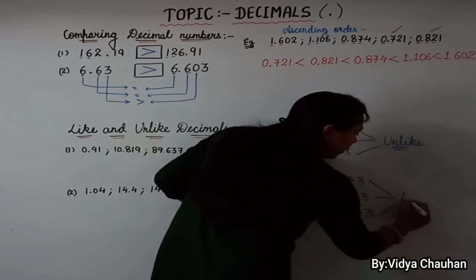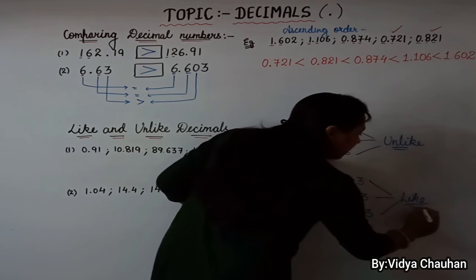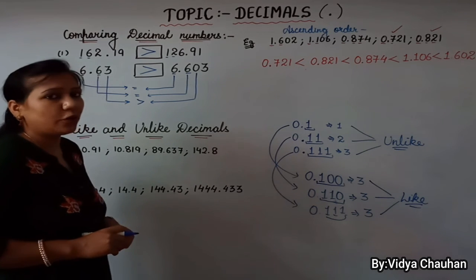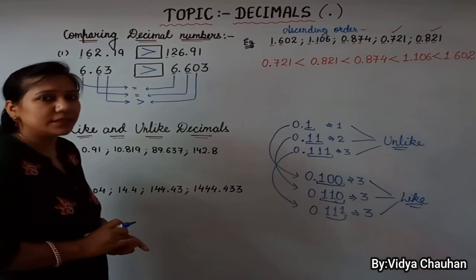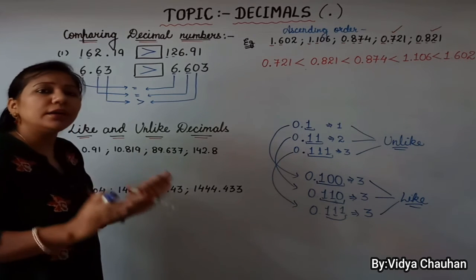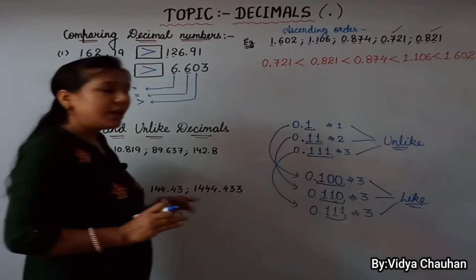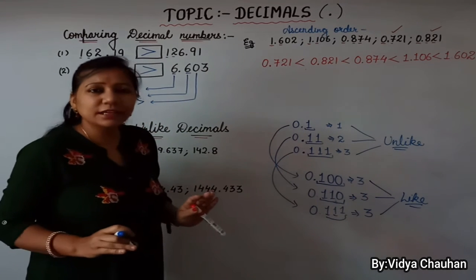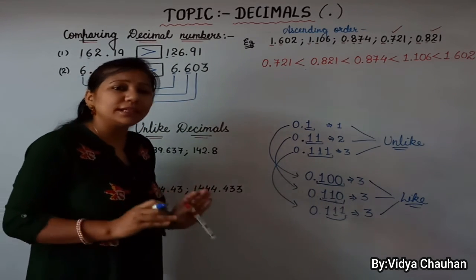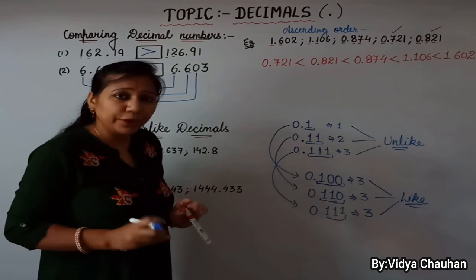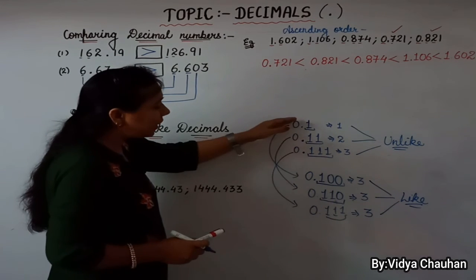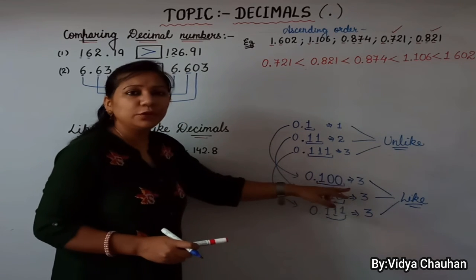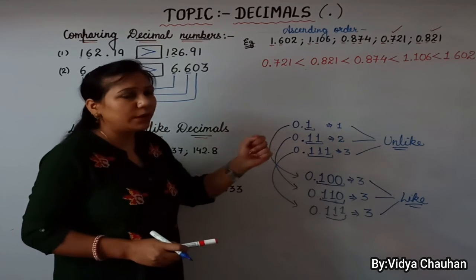So when we equate the decimal place values for any set of numbers, then they are called like decimals, no matter what the digits are. We just have to consider their place values. It really doesn't make any difference whether the digits are the same or different. So whenever you have to make any unlike decimal into like, you just have to add the number of zeros as per the requirement.